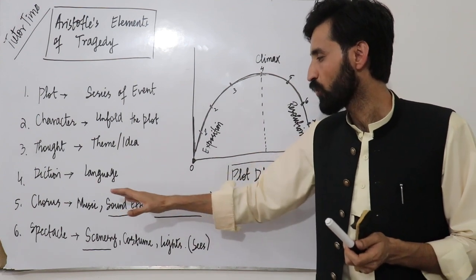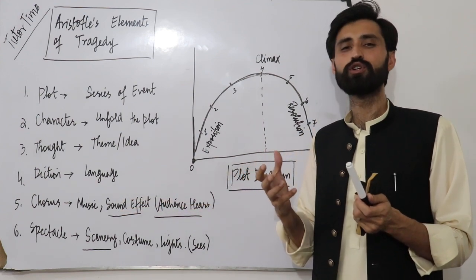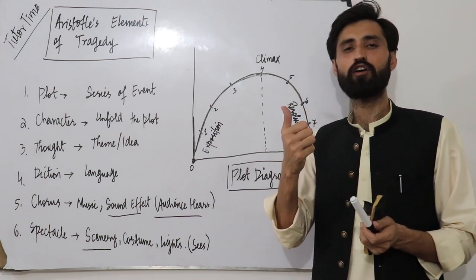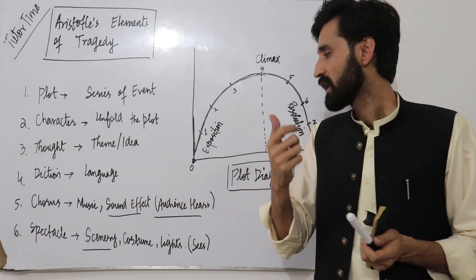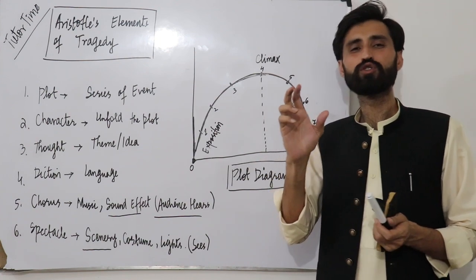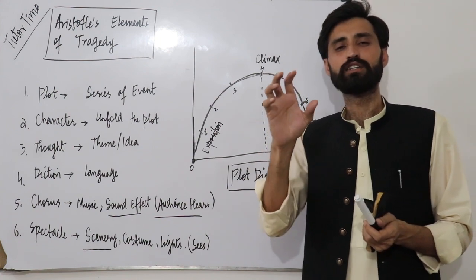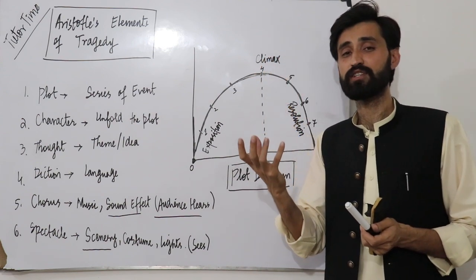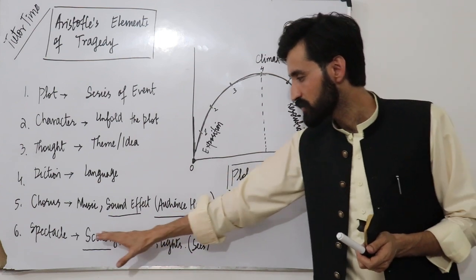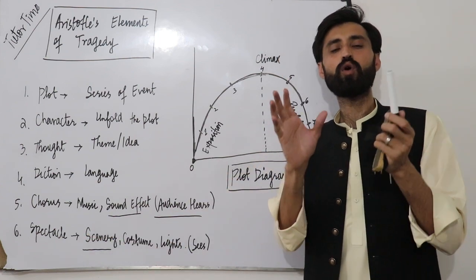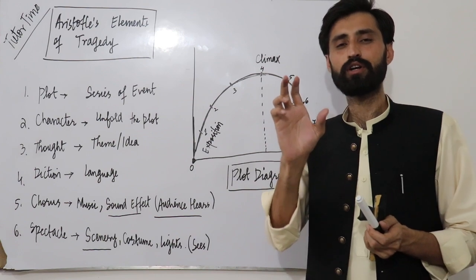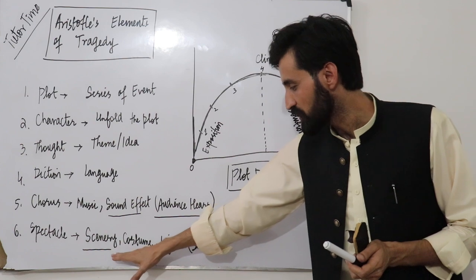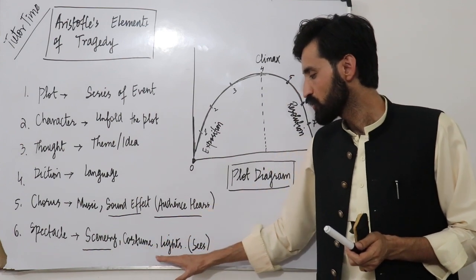Now this element of chorus is introduced for numerous reasons. It can be there for the sake of giving relief to the audience, and at the same time, through this chorus or song, the writer wants to give us some important information as well. And then there comes the element of spectacle. On stage, this element is really important because each scene is intensified through the use of scenery, costumes, and lights as well.